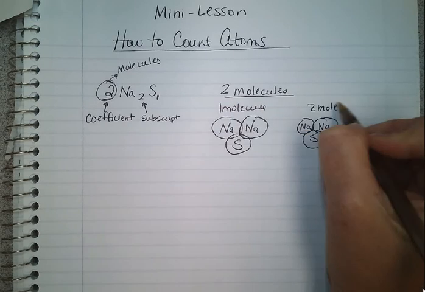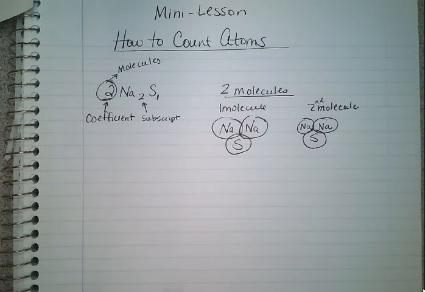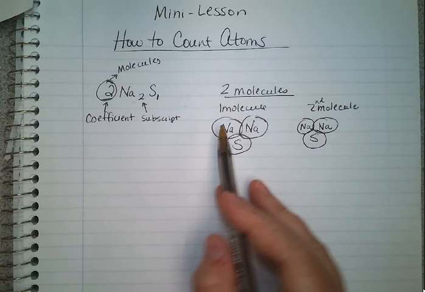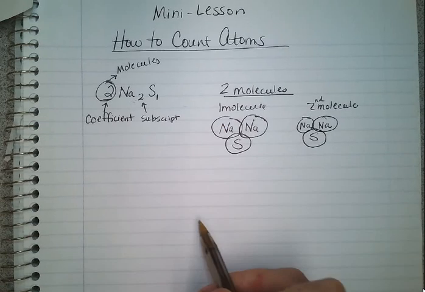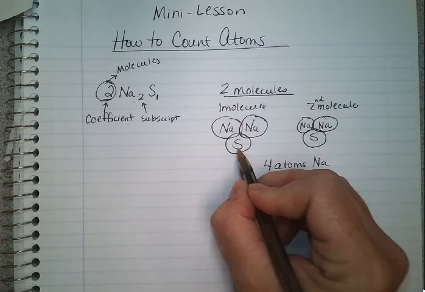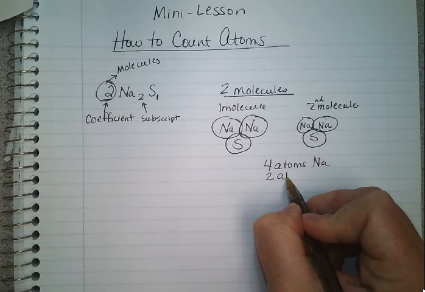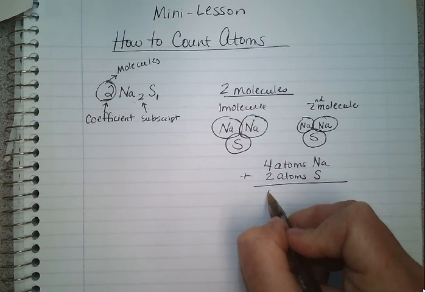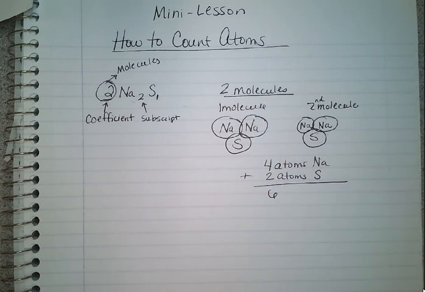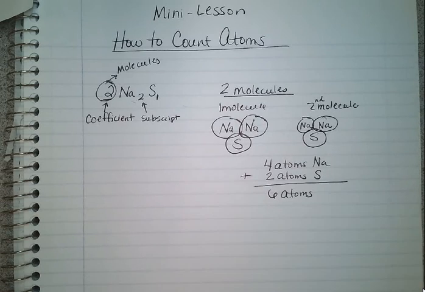So when I draw this out, I don't have to draw this out every time and count up how I've got 1, 2, 3, 4 atoms. Each one of those is an atom of sodium, and I have 2 atoms of sulfur. So this is going to give me a total of 6 atoms that I have. Okay? So that's just getting a count, and that's all we're doing in this first lesson.